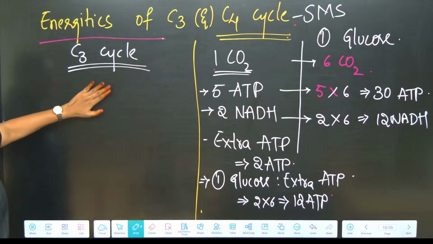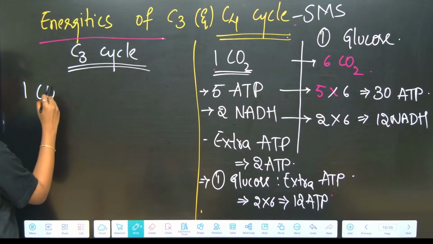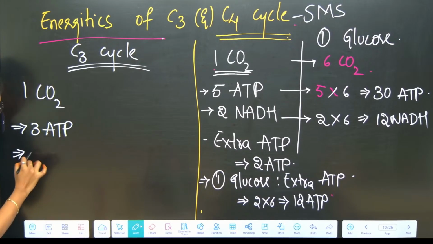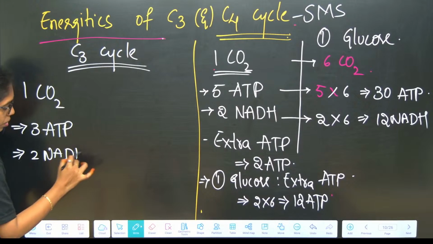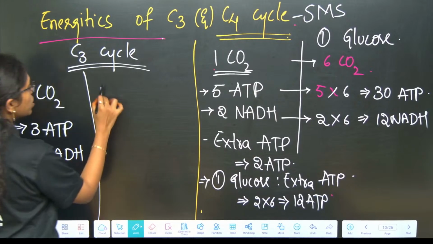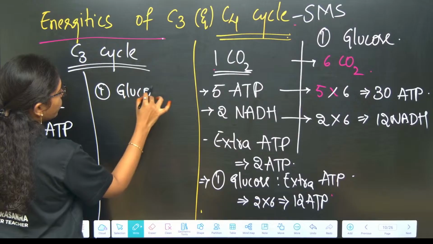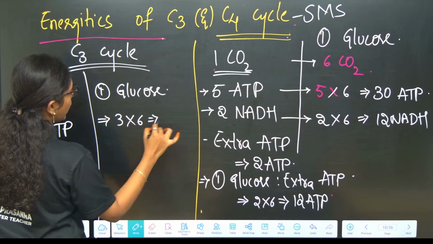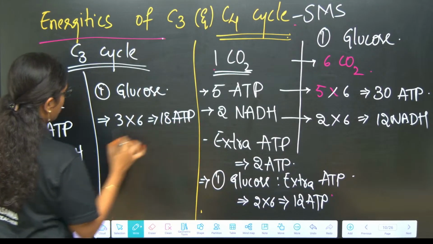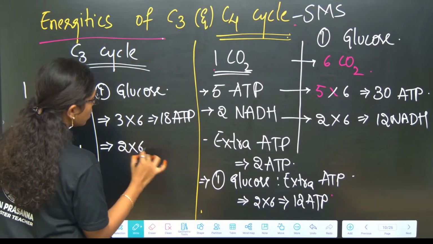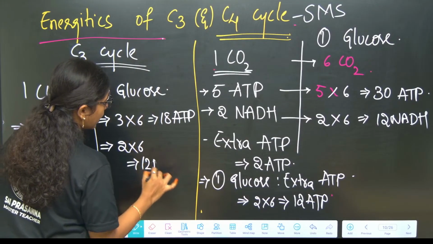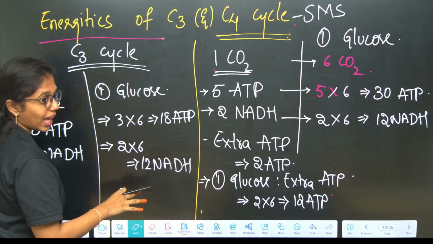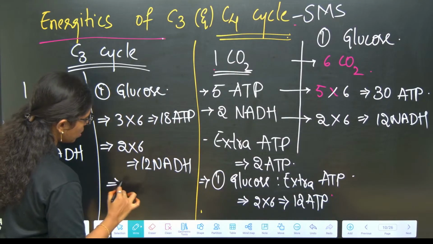Okay. So in C3 cycle, for one carbon dioxide, how much ATP? 3 ATP and 2 NADPH. Okay. For one glucose formation, yeah, 3 into 6, that is 18 ATP, 2 into 6, 12 NADPH. Okay, and how much carbon dioxide fixation happens? How many cycles will happen? 6 CO2.